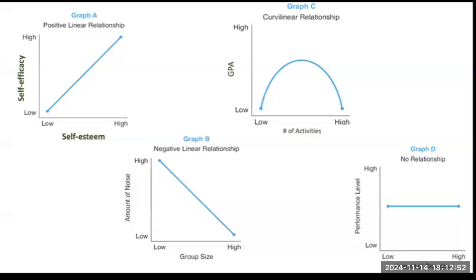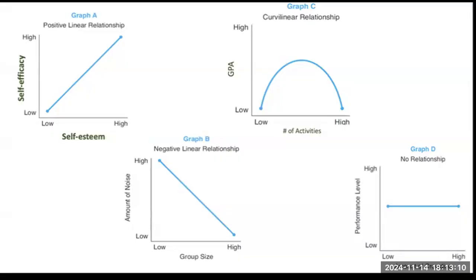Remember that in correlation, we are not establishing causation. We're just showing that there is systematic, predictable movement between the two variables. It's a relationship that we can predict. Graph B, as you go down, shows a negative linear relationship.